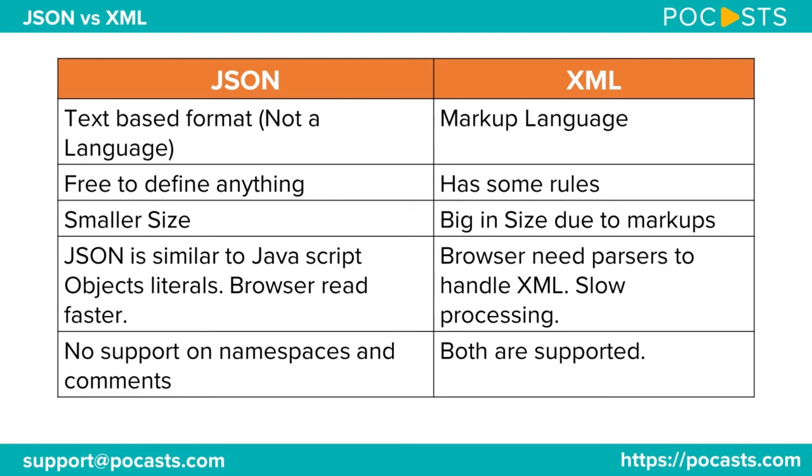JSON, as I showed you, is smaller in size. XML is big in size basically because of markups. JSON is similar to JavaScript object literals, so when the browser reads JSON, it knows JavaScript, so it knows how to read JSON. In XML, the browser needs to parse the XML, so it's slower in processing compared to how JSON is read in the browser. One difference, though, is that JSON does not support namespaces nor comments. You cannot even write comments in JSON, whereas in XML both are supported. That's basically the difference between JSON and XML.